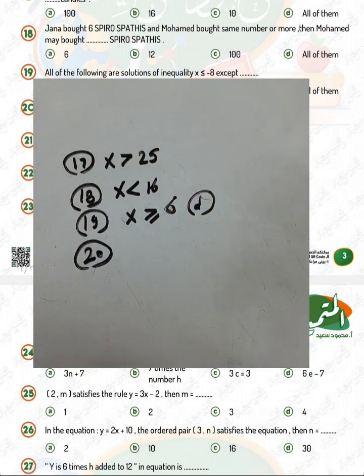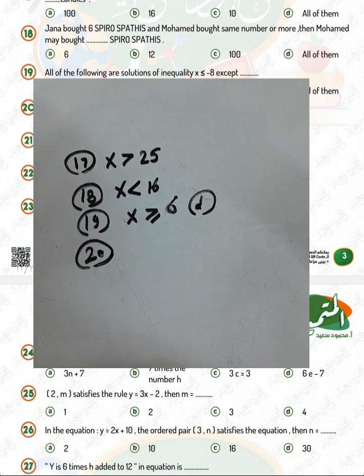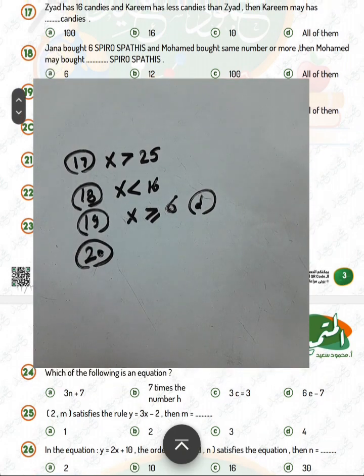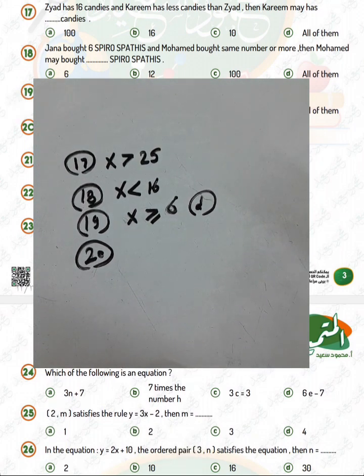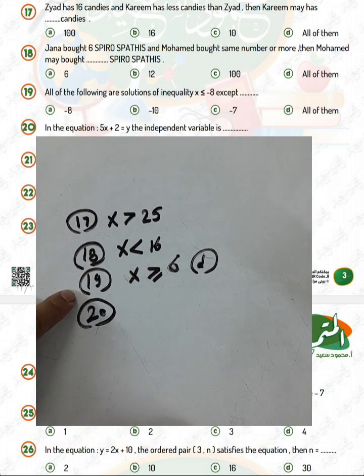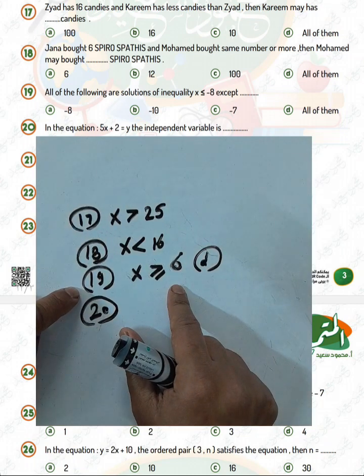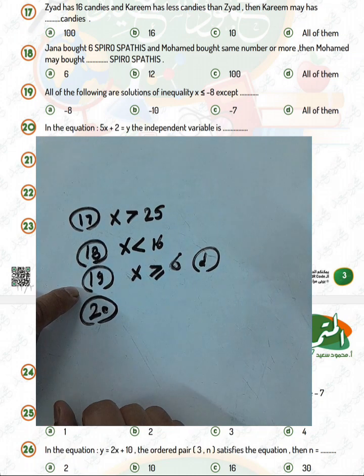And the next question, it was question 18. Then 19 here, okay.